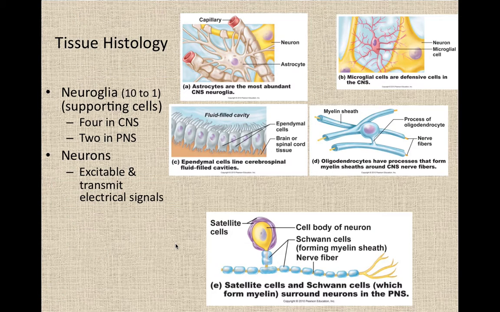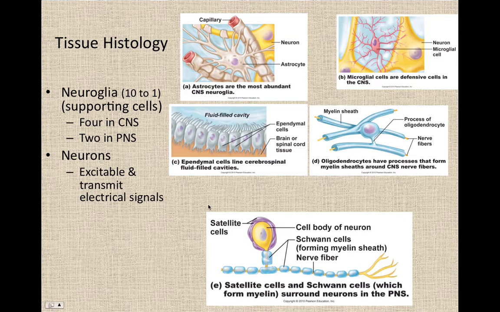Okay. So we're going to briefly discuss this tissue histology, and then we'll take a little break, and I'll put up another video of the next section here. So these are going to be different supporting cells within the nervous system.